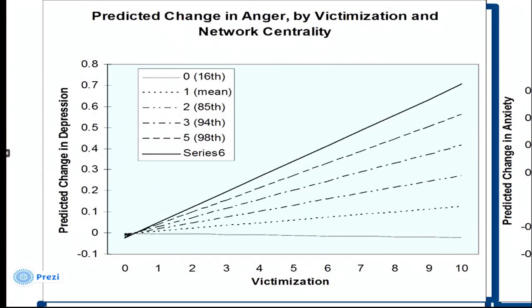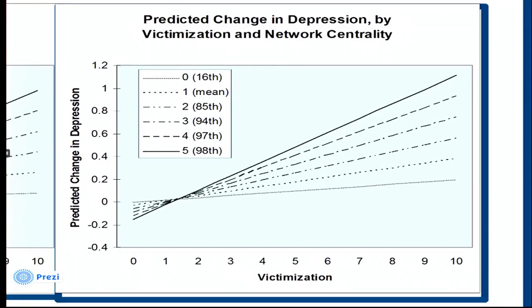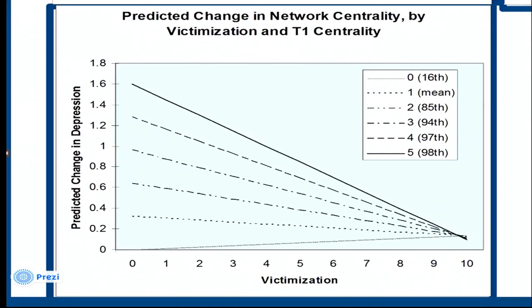So this is the effect. On the bottom is victimization, and the dark black line reflects one of the highest, 98th percentile status kids. When those kids are victimized, their anger escalates much more dramatically than lower status kids. We see the same pattern with anxiety, and again the same pattern with depression. And we see the reverse with centrality. The higher status kids drop in status much more significantly.